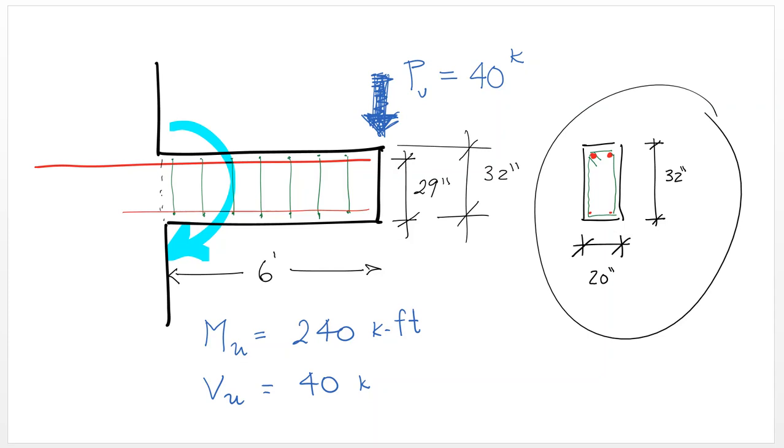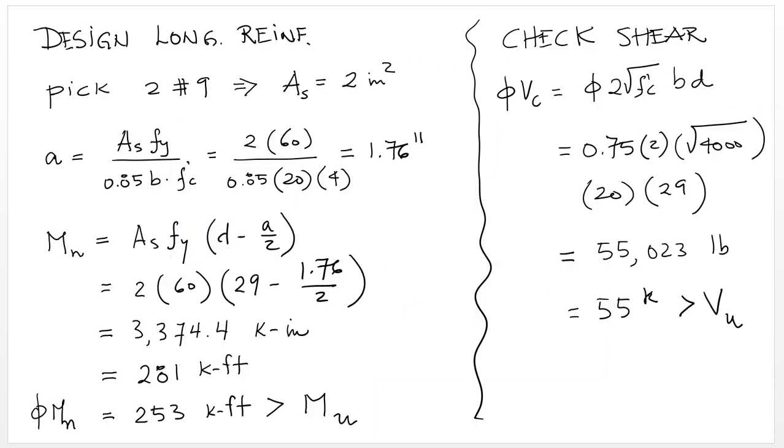In this case, just for simplicity, I'm neglecting the self-weight of the beam, which will be probably very small compared with the 40 kips. Okay, so let's design for longitudinal reinforcement. Let's say we pick 2 number 9s. That gives us an area of steel of 2 inches squared.